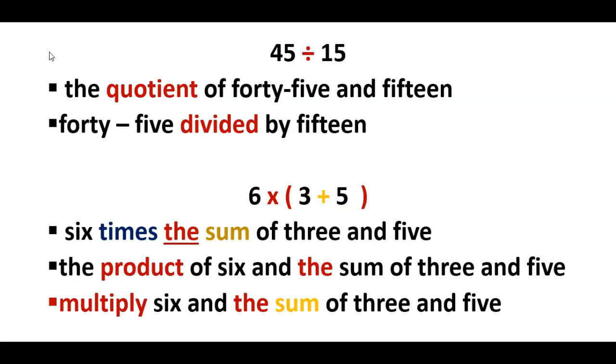Now let's have division. I have here 45, division symbol, and 15. In the previous slide, I had discussed only two words, which are the quotient and divided by. Okay? The quotient of 45 and 15, can we interchange that? I don't think so. Division is not commutative. Same is true here. Can we say 15 divided by 45? No, because you cannot get any group or even one group of 45 from 15.